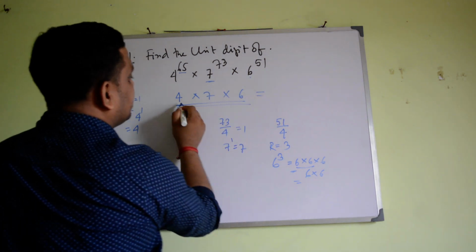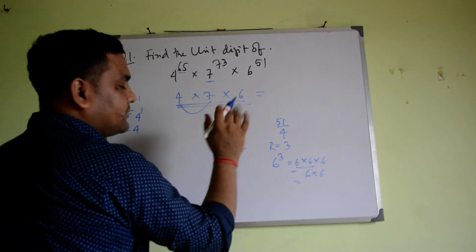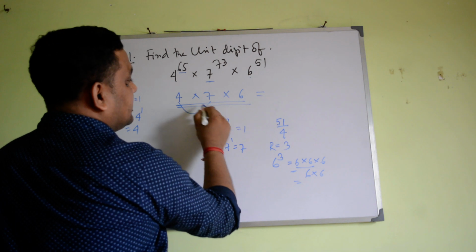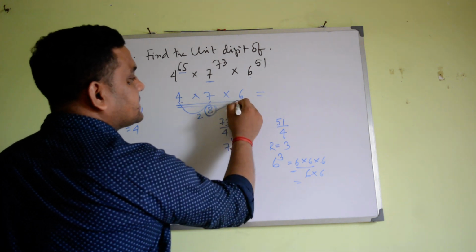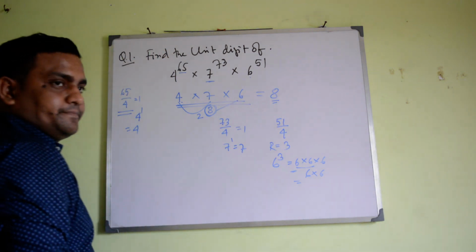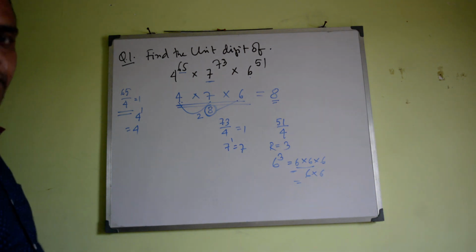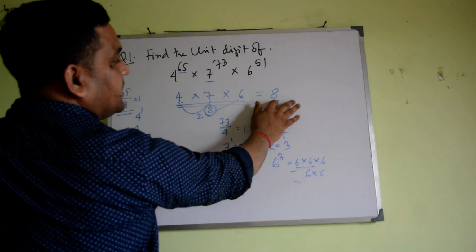So what will be the unit digit? It's very simple again. 4 into 7, 28. But you don't need to take 28. You just take 8. 4 into 7, 28, but it takes this 8. 8 into 6, 48. So what is your answer? The answer is 8. 6 into 8, 48. So what will be the unit digit? If you multiply these terms, the last digit must be 8.